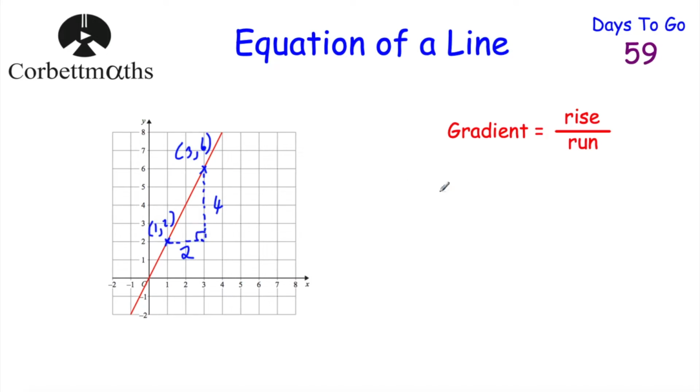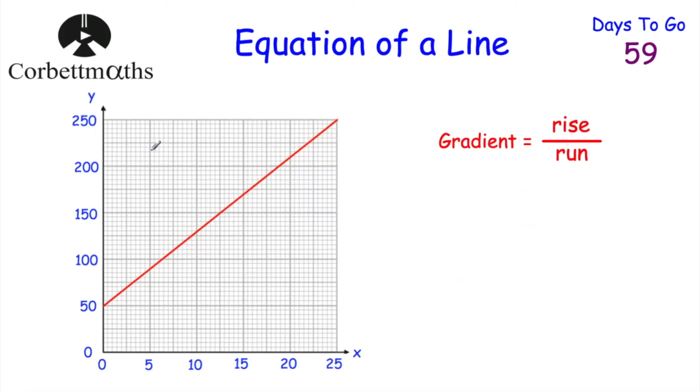So the gradient of this line will be equal to, and in terms of gradient, we use the letter m for gradient. The gradient would be equal to its rise, so the rise is 4, divided by the run, which is 2. And 4 divided by 2 is 2. So the gradient of this line is 2. And what that means is for every 1 unit you go across, the graph goes up 2. So 1 unit across, you go up 2, 1 unit across, you go up 2, and so on. And that's what the gradient of that line is.